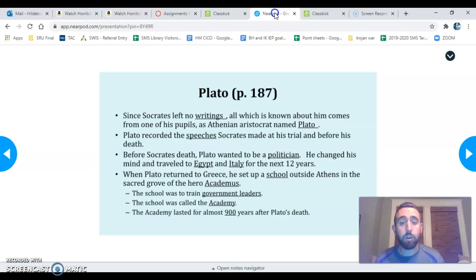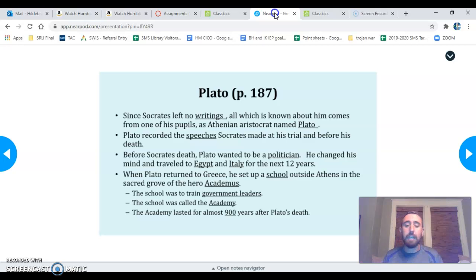Plato was an Athenian aristocrat, so he did come from money. He was rich. He recorded Socrates' speech, and he saw and witnessed Socrates' death. Now, Plato started out as a politician, a government leader, and he changed his mind. He said, I don't want to be part of the government here in Athens after he saw what they did to his friend Socrates.